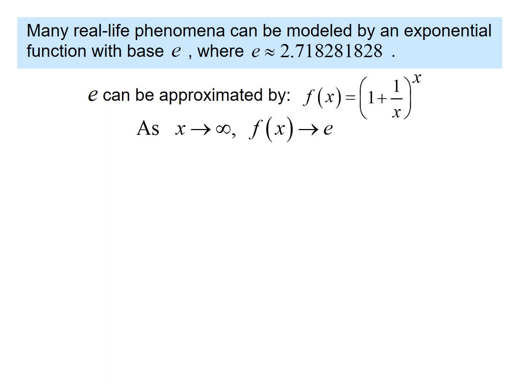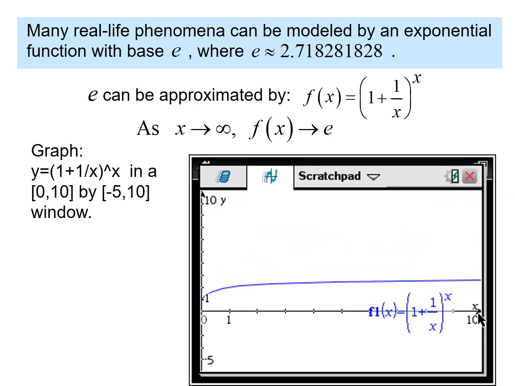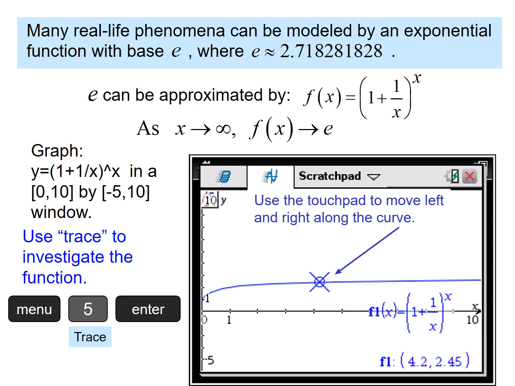We have the function 1 plus 1 over x to the power of x. As x gets really, really big, the value of that function approaches e. And you could test that out by plugging in x equals 100 or 1,000, and you'll see that it's a value really close to 2.718. So we can graph that. We can trace, menu, trace, enter. Gives you this little circle with an x through it, and you can slide that along the curve.